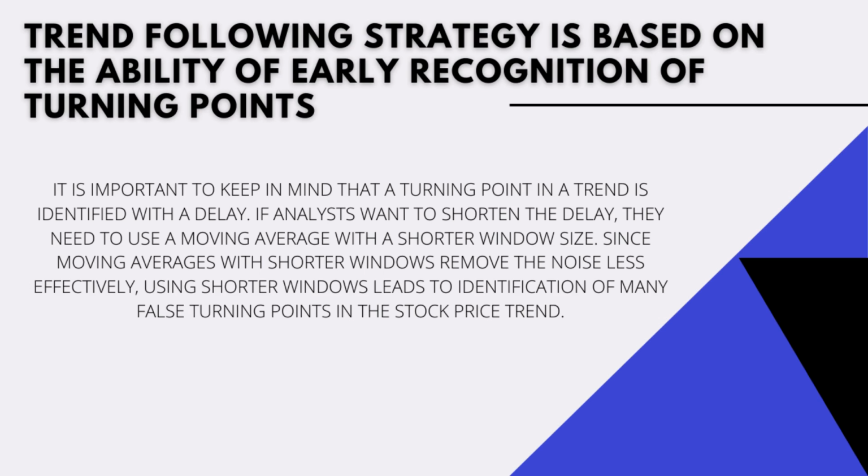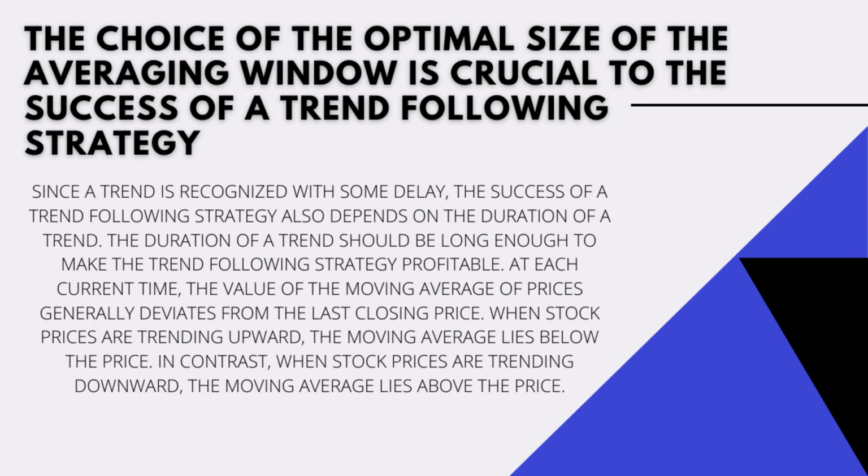At the same time, longer averaging windows increase the delay time in recognizing the turning points in the stock price trend. Therefore, the choice of the optimal size of the averaging window is crucial to the success of a trend-following strategy. This choice needs to provide the optimal trade-off between the lag time and the precision in the detection of true turning points in a trend.